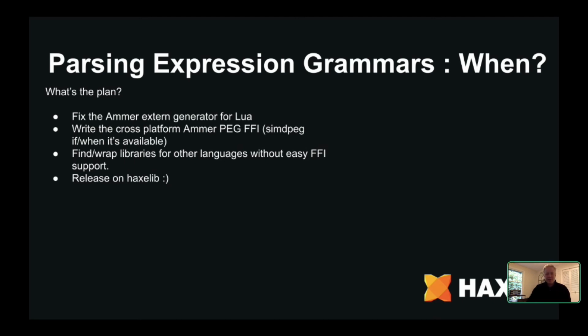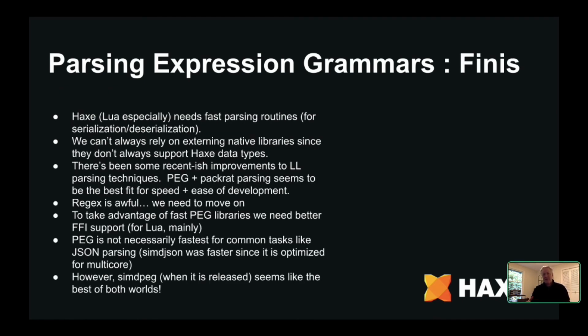That's the result of going down this rabbit hole of parsing, and I wanted to come back to the summary here in terms of what all the things are that I'm seeing and advocating for. Haxe and Lua especially have some targets that need fast parsing routines because they're intrinsically limited. They don't have all the library support, or they're different enough that we can't rely on the third-party library externs. We can't always rely on those native libraries because they don't always support the Haxe data types.